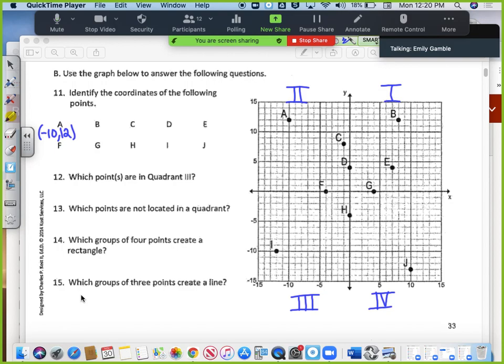15 is asking which of the group of 3 points creates a line. So please take a couple more minutes and complete the rest of this page using this graph here. And then in a few minutes, we will go over the answers.